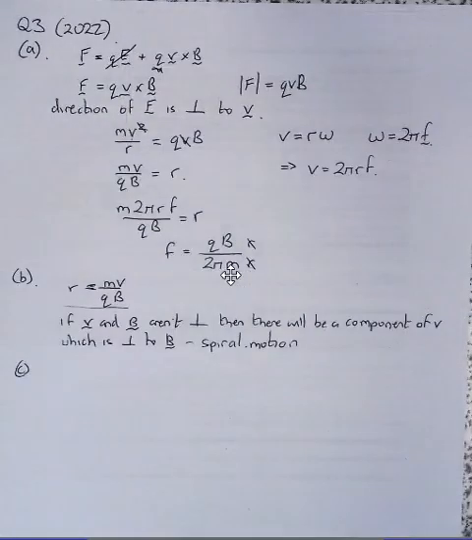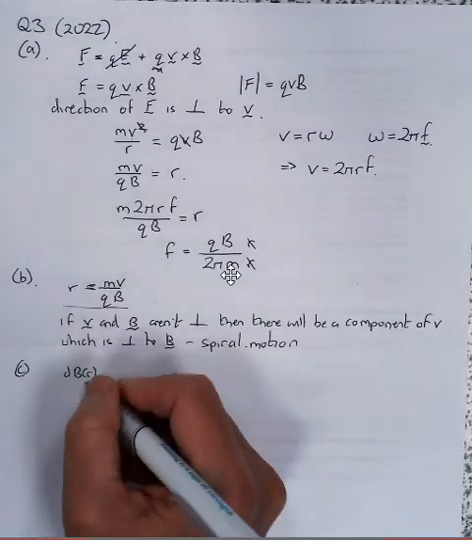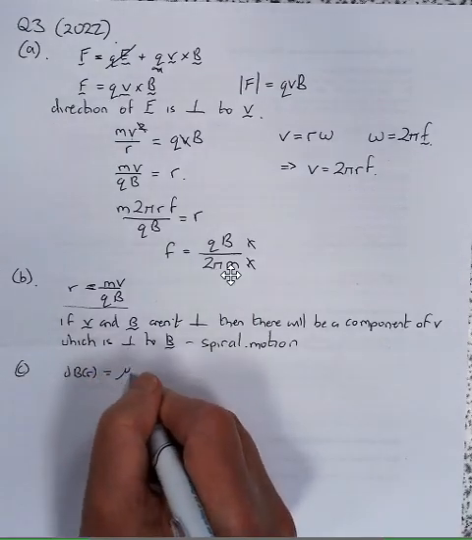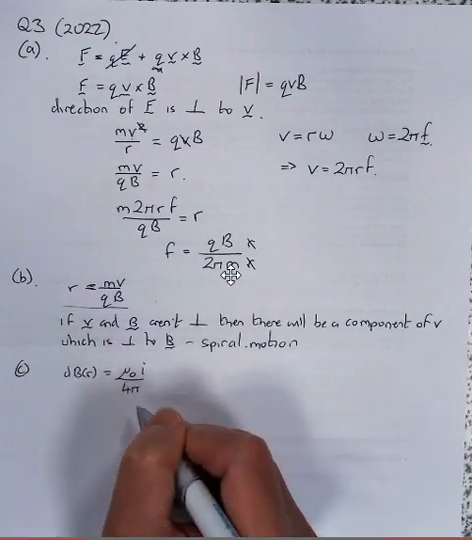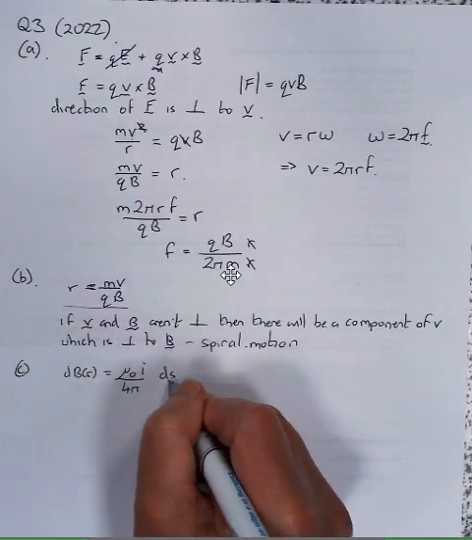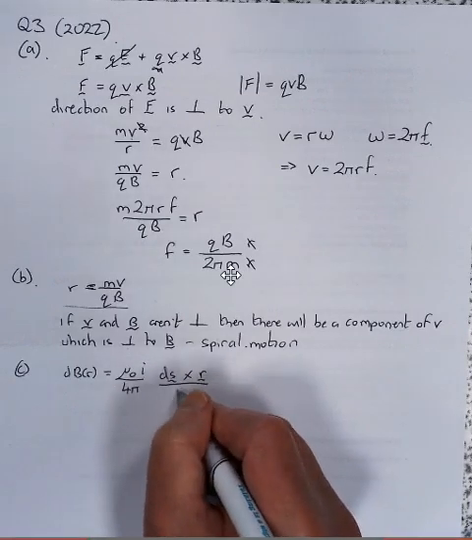Okay, so we're told to use the Biot-Savart law. And the Biot-Savart law, which is given to you in the back of the exam, is dB equals mu naught I over 4 pi, ds cross R over R squared.